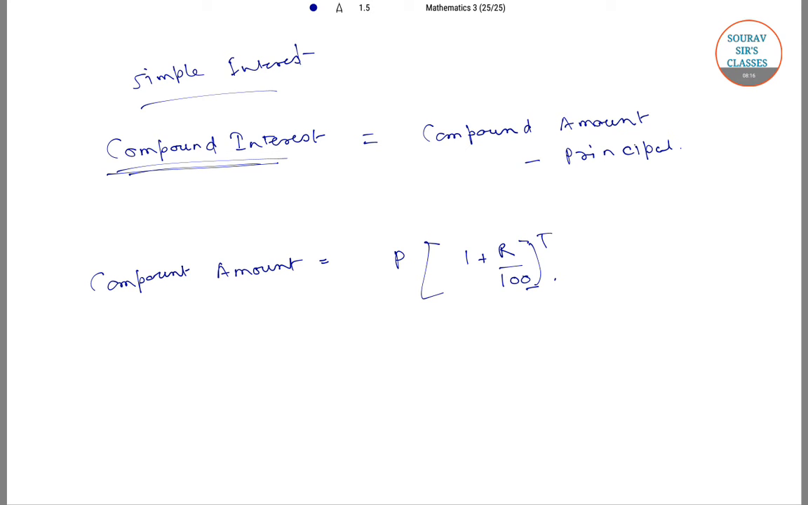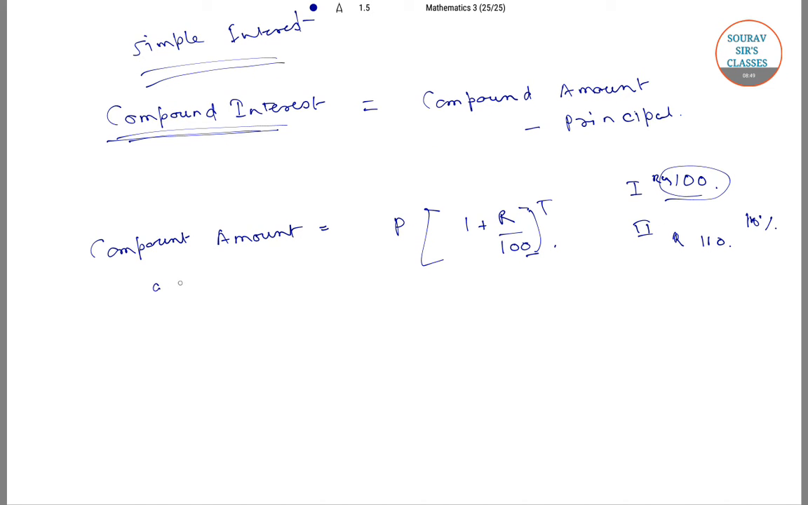So suppose the person has borrowed 100 rupees and the rate of interest is 10%. So in the first year his principal would be rupees 100, but in the second year his principal would become rupees 110 in case of compound interest, but in case of simple interest for any number of years his principal would remain rupees 100. This is the formula when the interest is compounded annually.